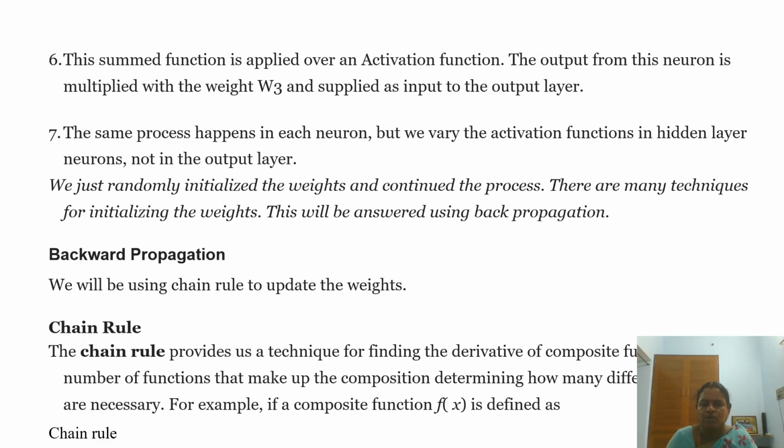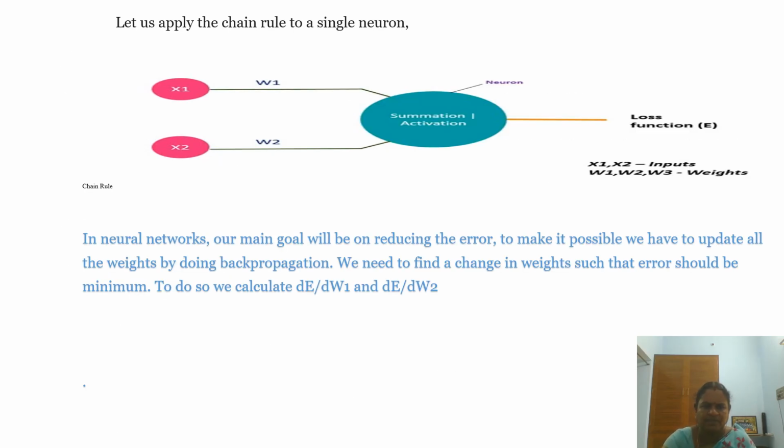The chain rule is nothing but a technique for finding the derivative of a composite function. The number of functions that make up the composition determines how many different functions are necessary. For example, if a composite function f of x is defined as, then the chain rule will be like this. Let us apply the chain rule to a single neuron.